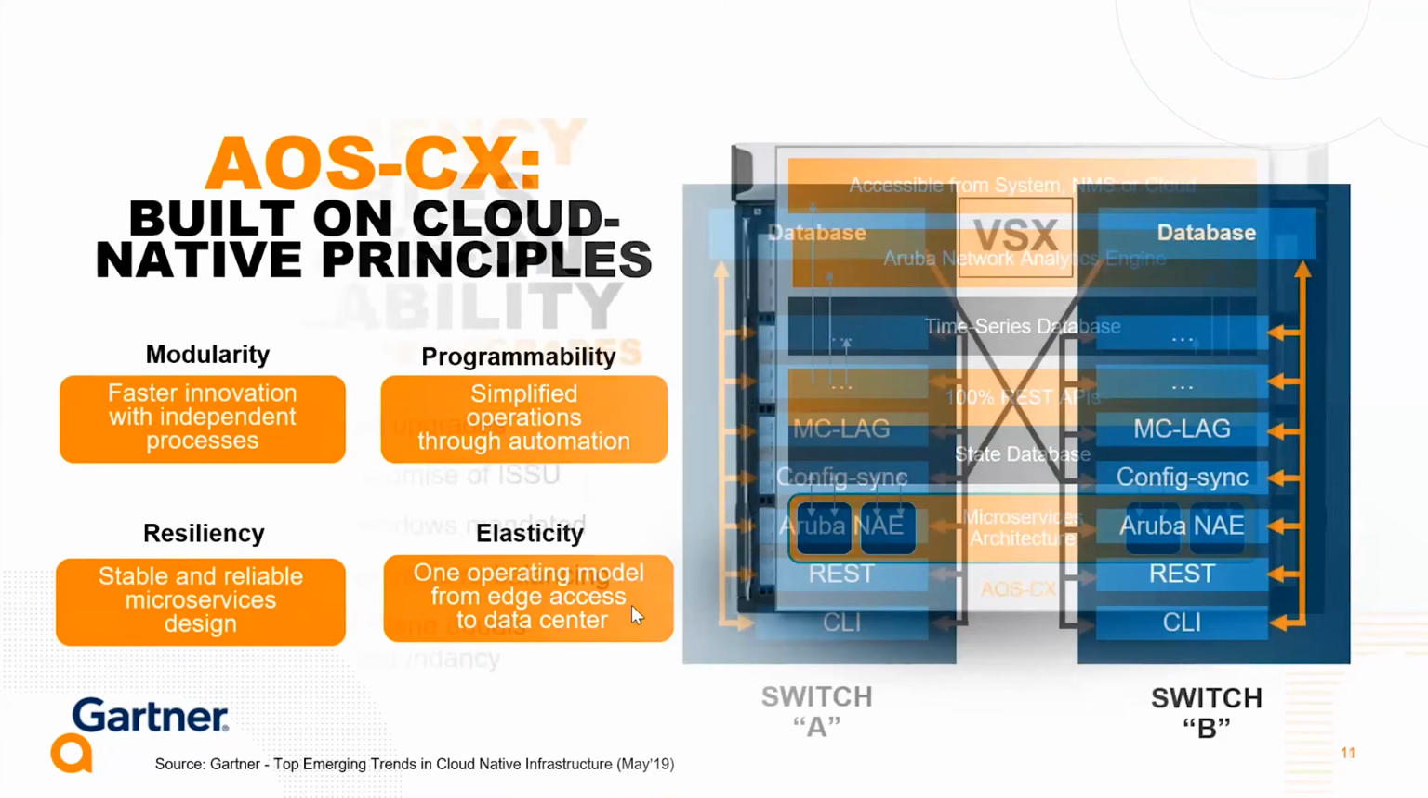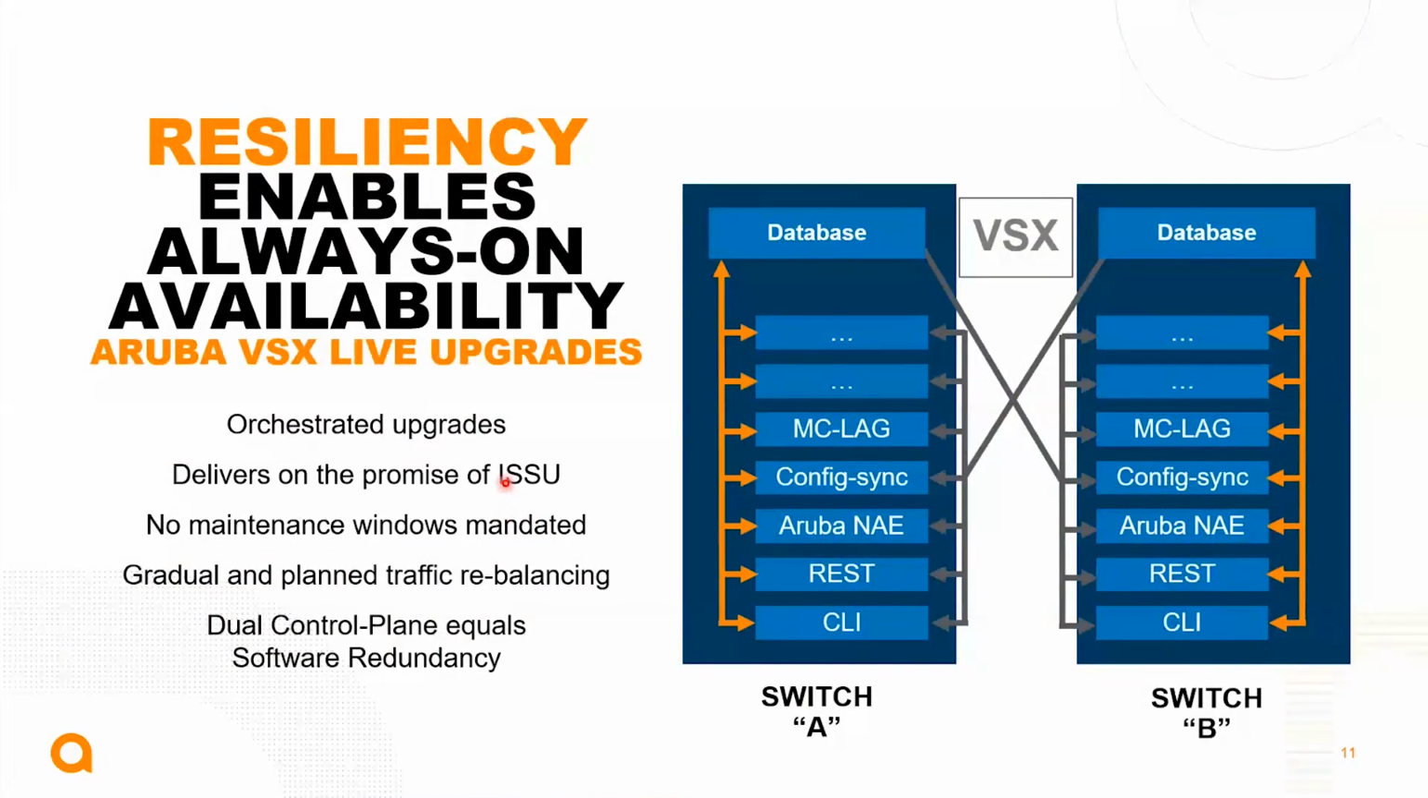So next one is resiliency. Probably this has been discussed before and you're familiar with it. This is done by a virtual chassis and a database-driven operating system. Based on our CX architecture, we get not only high availability but also the ability to get it without compromise. We can leverage technology such as MCLAG or config synchronization, or the Aruba Network Analytics Engine, which we'll also explain a little bit.